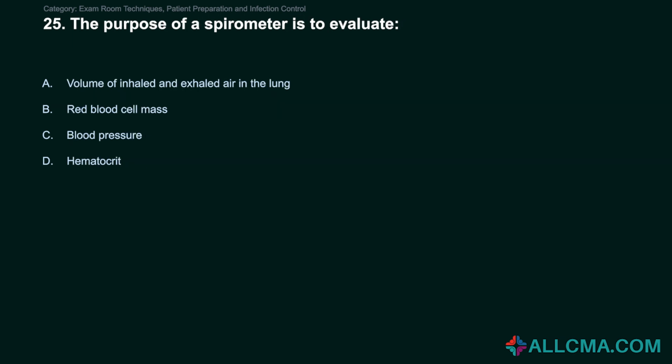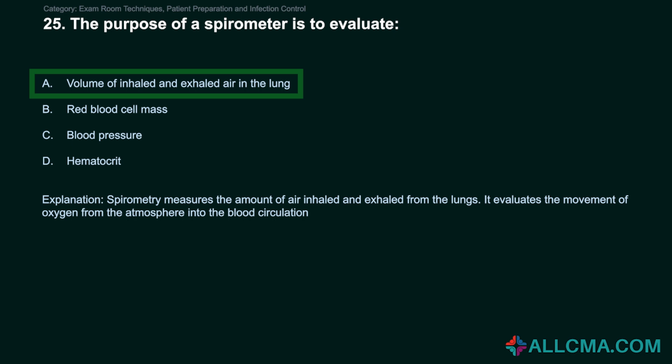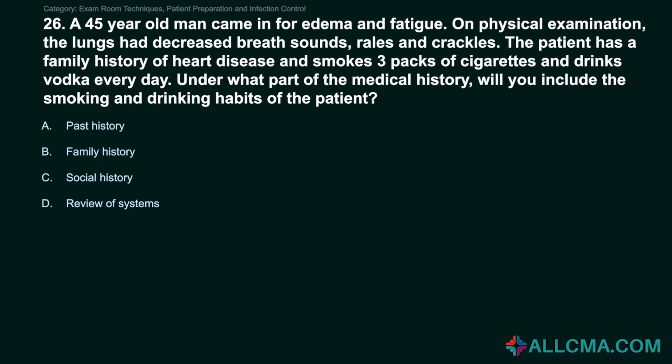25. The purpose of a spirometer is to evaluate A. Volume of inhaled and exhaled air in the lung. B. Red blood cell mass. C. Blood pressure. D. Hematocrit. Correct answer, volume of inhaled and exhaled air in the lung. Spirometry measures the amount of air inhaled and exhaled from the lungs. It evaluates the movement of oxygen from the atmosphere into the blood circulation.